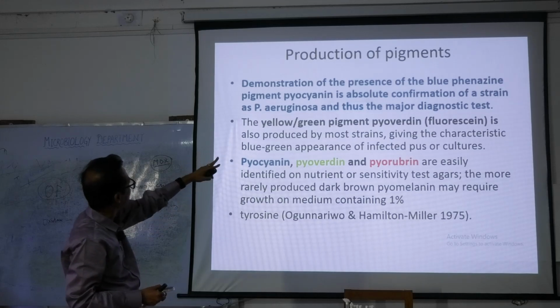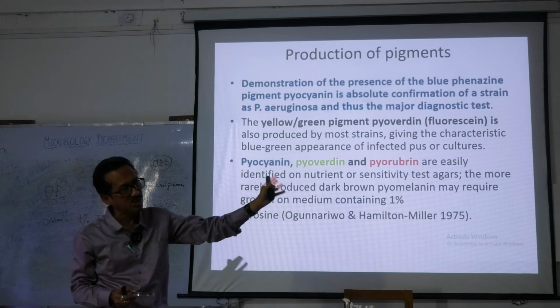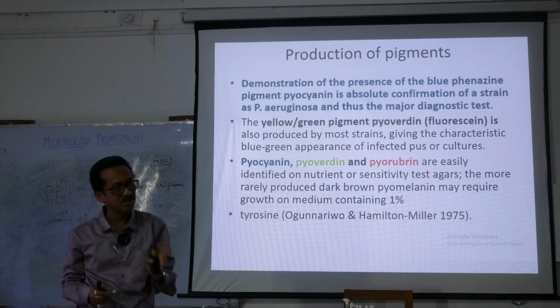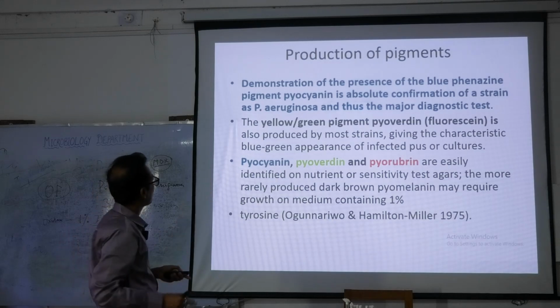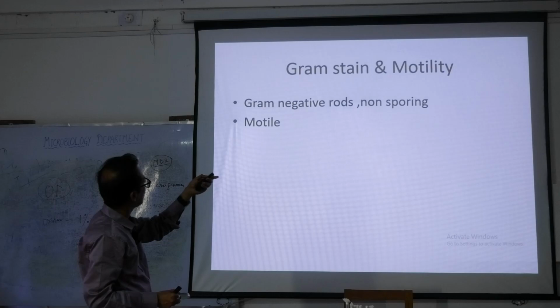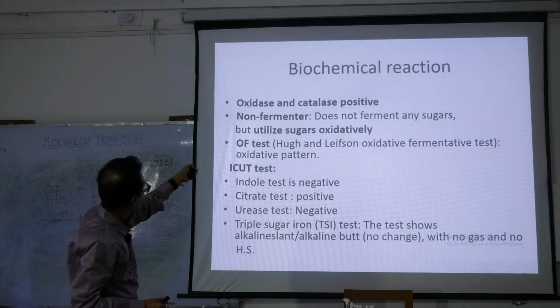Blue phenazine pigment, absolute confirmation of the strain of Pseudomonas aeruginosa. So this must be mentioned. If you are asked what are the positive points for Pseudomonas aeruginosa, you must mention the pigment production. Gram stain, gram negative rod, non-sporing, motile. Oxidase and catalase already I have mentioned.